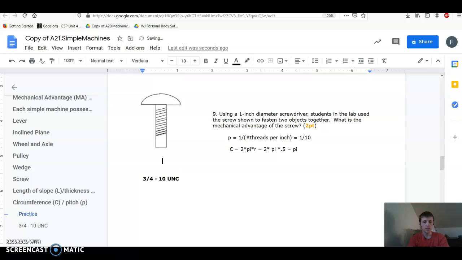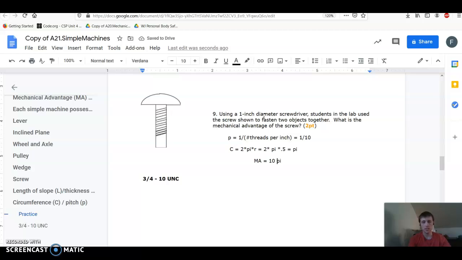So the total answer here of the mechanical advantage of this particular screw would be the circumference, pi, divided by 1 over 10, or just 10 times pi. That is your answer.